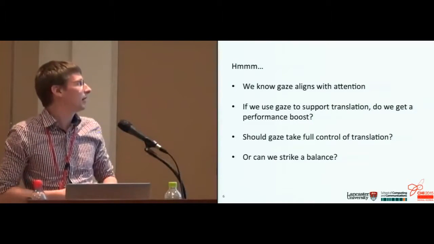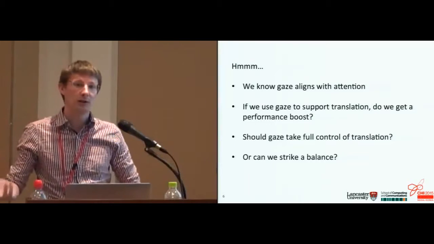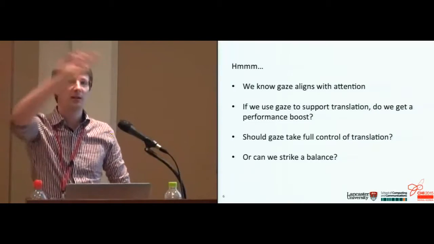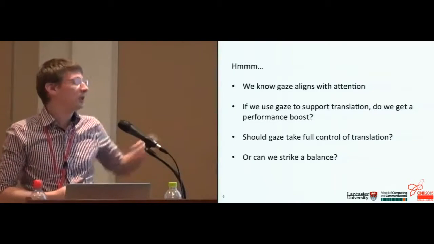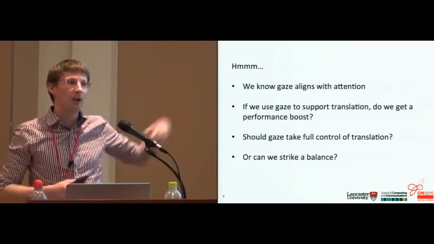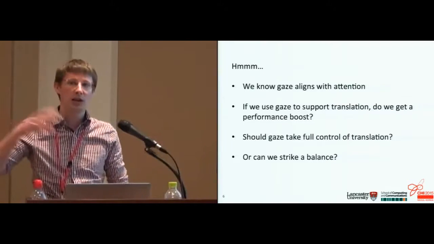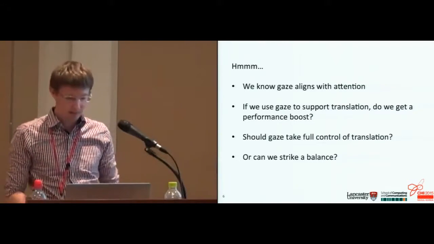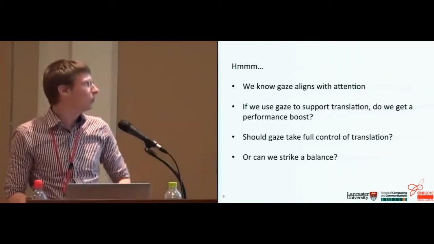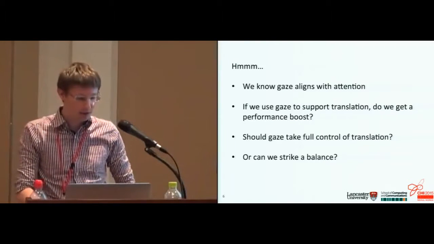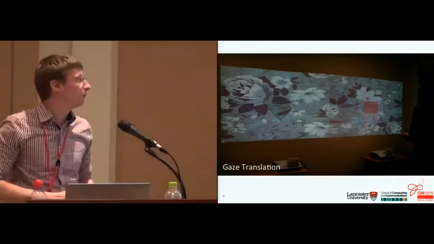So should we do things like, should gaze take full control of translation? So should the object just be tied to your eyes? Or should there be some balance between how much the eyes have control of the object and how much the touch has control of the object?